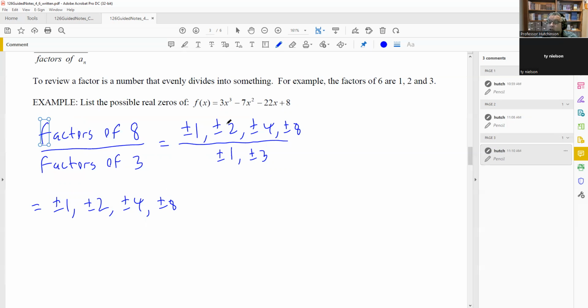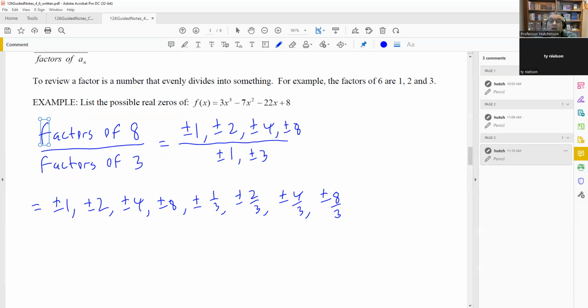But now we're going to take all these numbers and divide them by 3. So we get plus or minus 1/3, plus or minus 2/3, plus or minus 4/3, plus or minus 8/3. All the numbers on top divided by 1, you get the first 4. All the numbers on top divided by 3, you get these on the end. So this is going to be your list, and this is what you put for the answer.